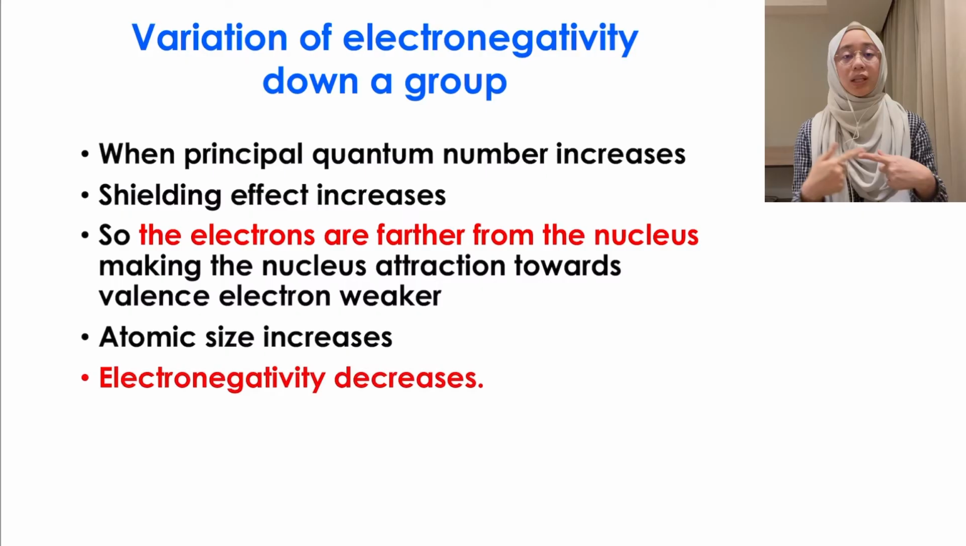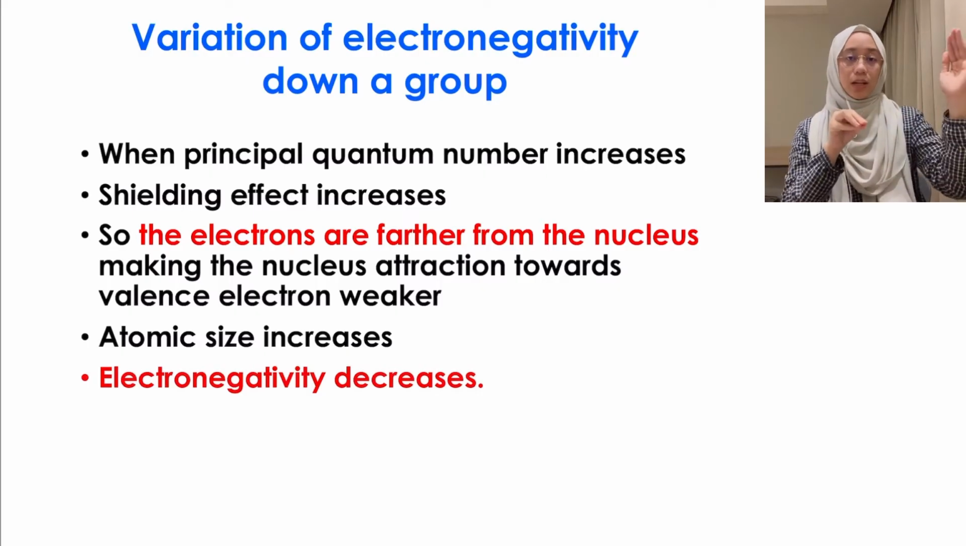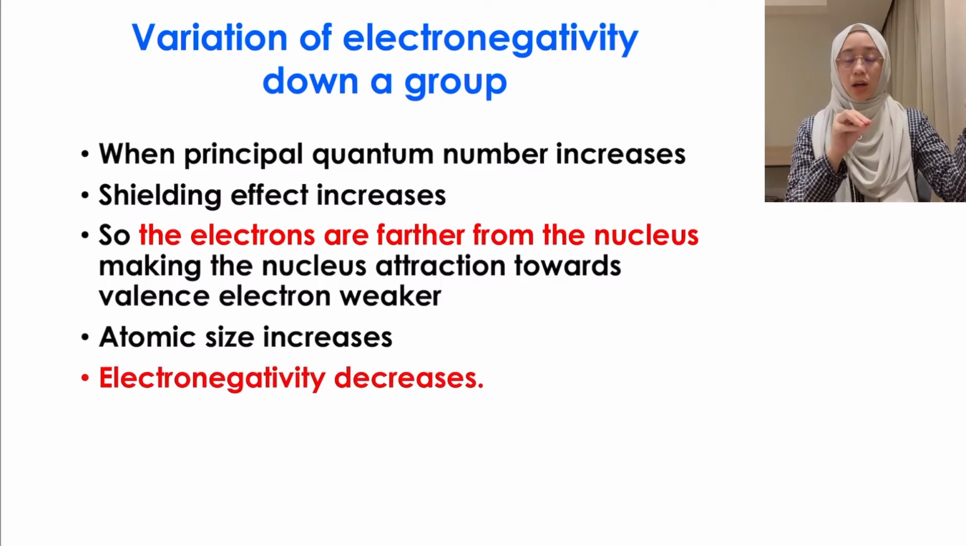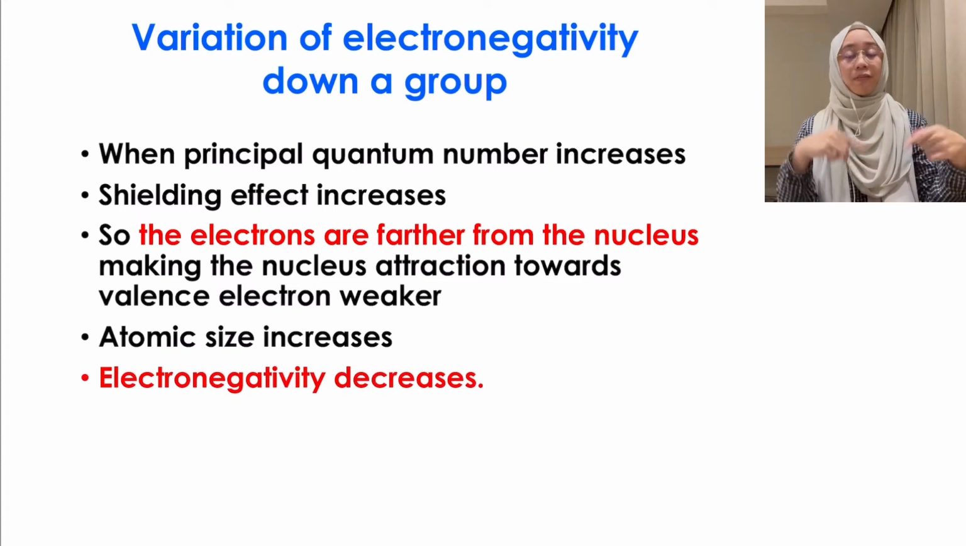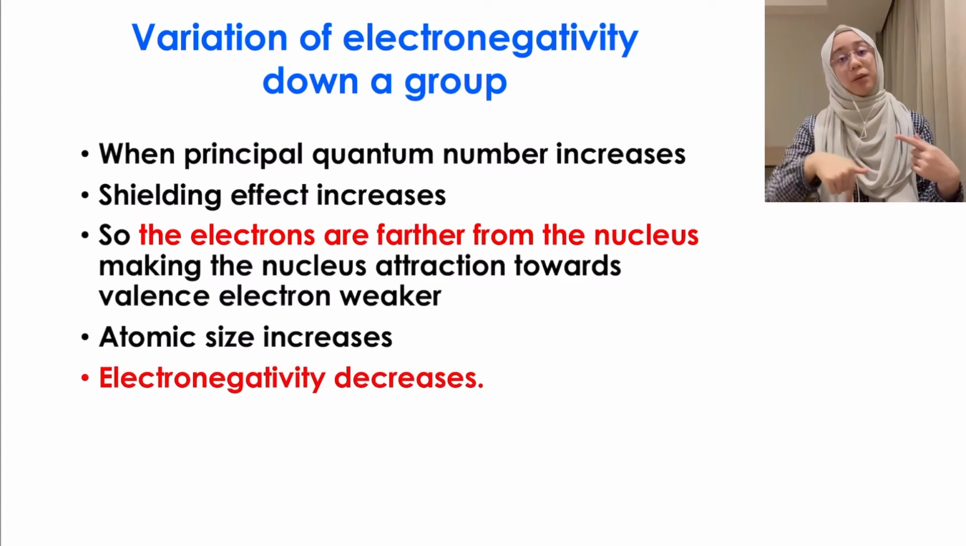It's just that lepas tu kita relatekan dengan electronegativity. Basically, if the forces of interaction between the nucleus and also valence electrons are strong, therefore the tendency untuk that particular atom to attract electron, bonding electron towards itself is also high. Bermaksud electronegativity tinggi dekat situ. Okay, but if the other way around, then electronegativity menurun.